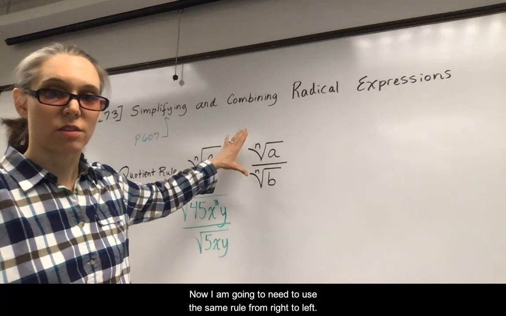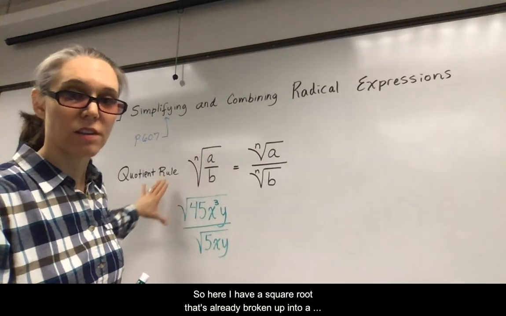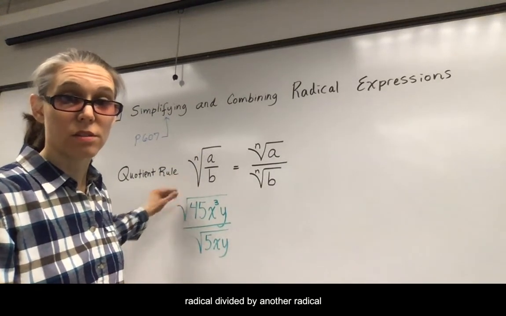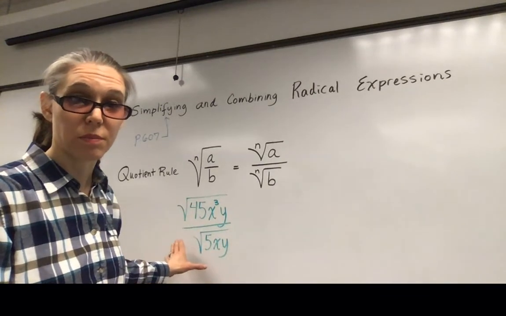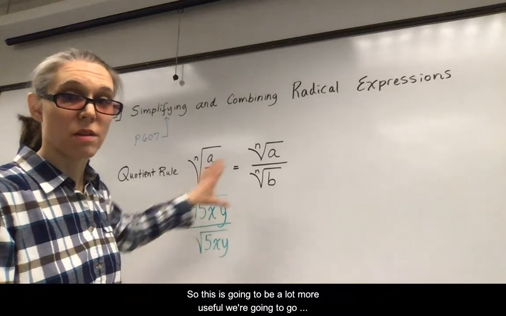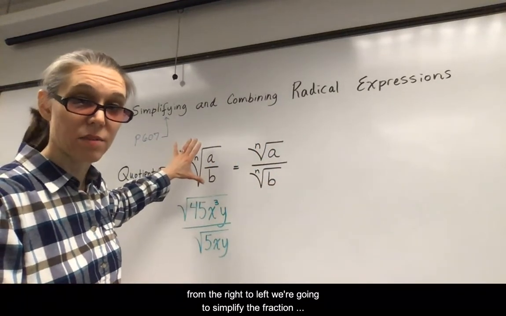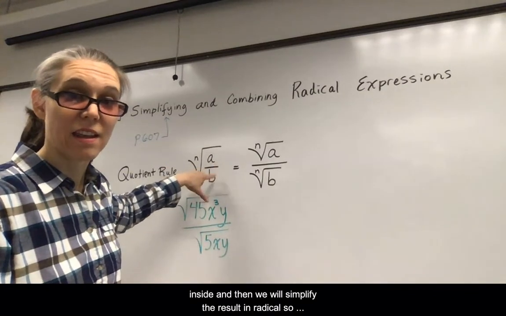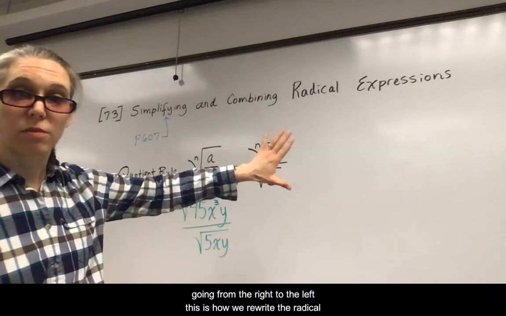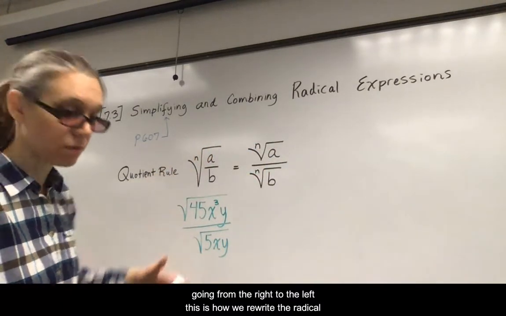Now I am going to use the same rule from right to left. So here I have a square root that's already broken up into a radical divided by another radical. So this is going to be a lot more useful. We're going to go from the right to the left. We're going to simplify the fraction inside, and then we will simplify the resulting radical. So going from the right to the left, this is how we rewrite the radical.